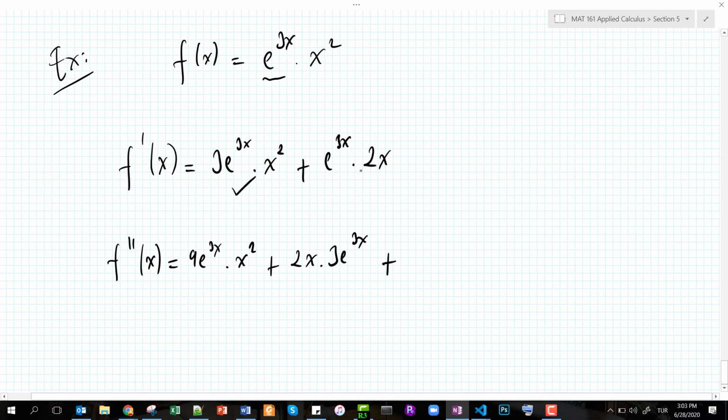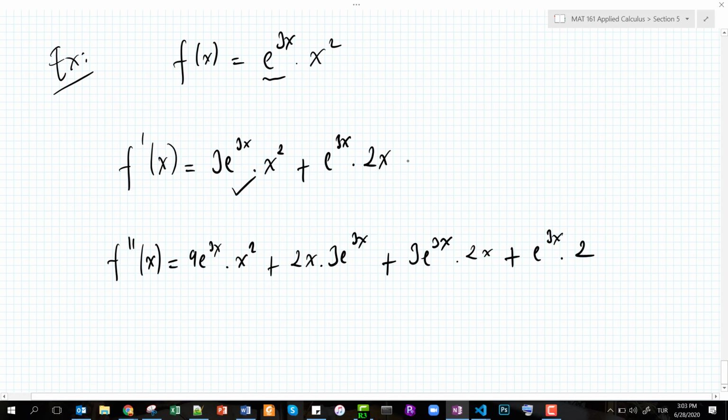Now I have the other one here, which is going to be equal to: take the derivative of the e to the 3x exponential function, keep the second one the same, plus e to the 3x, keep it the same, and then the derivative of 2x, which is going to be 2.